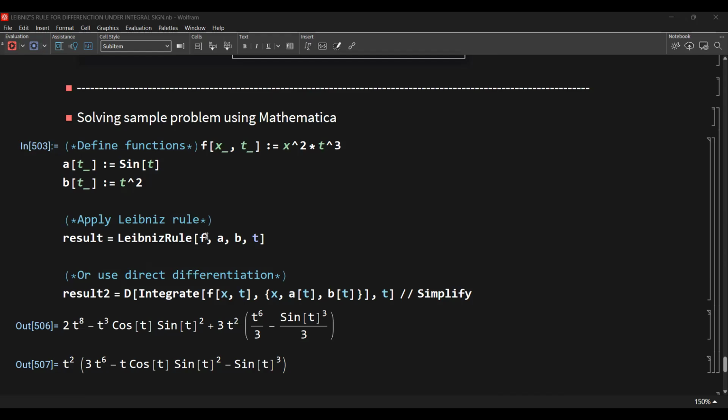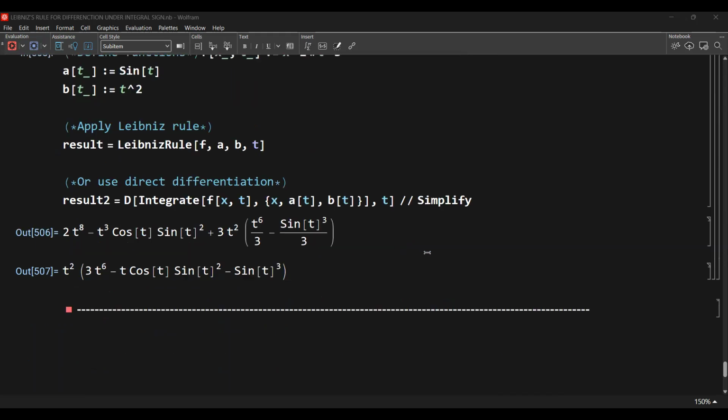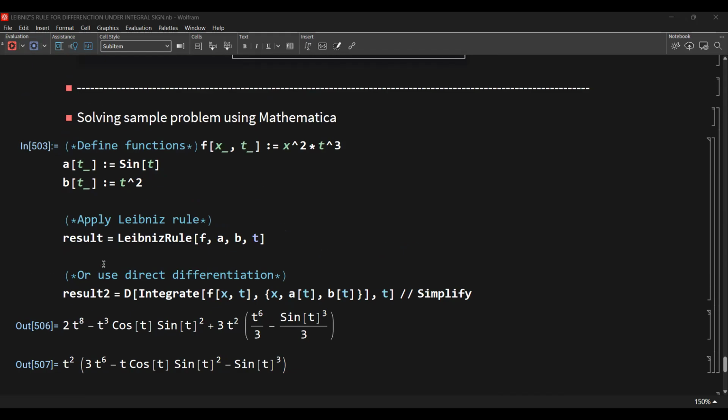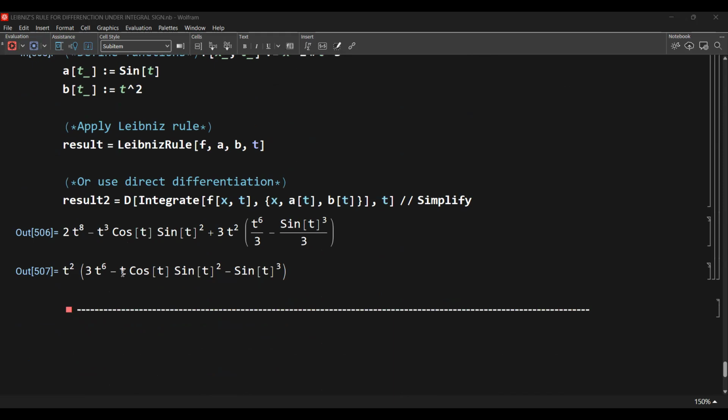You have the given here f, a, b, and t as our variable. So we have the result here. So differentiate the integral of f of x from a of t to b of t. We have the given here, a of t and b of t here. So simplify. We have the result here. So it is the same as this one, by using Mathematica here.